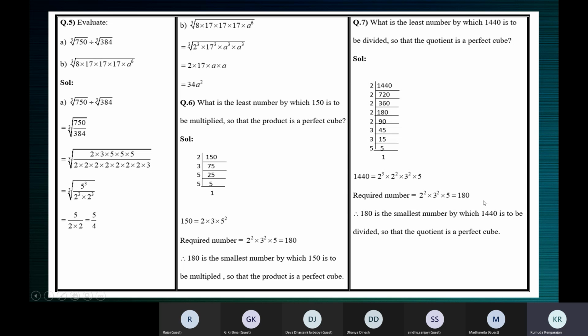We got the required number. The answer ends here. 180 is the smallest number by which this one is to be divided so that it becomes a perfect cube.